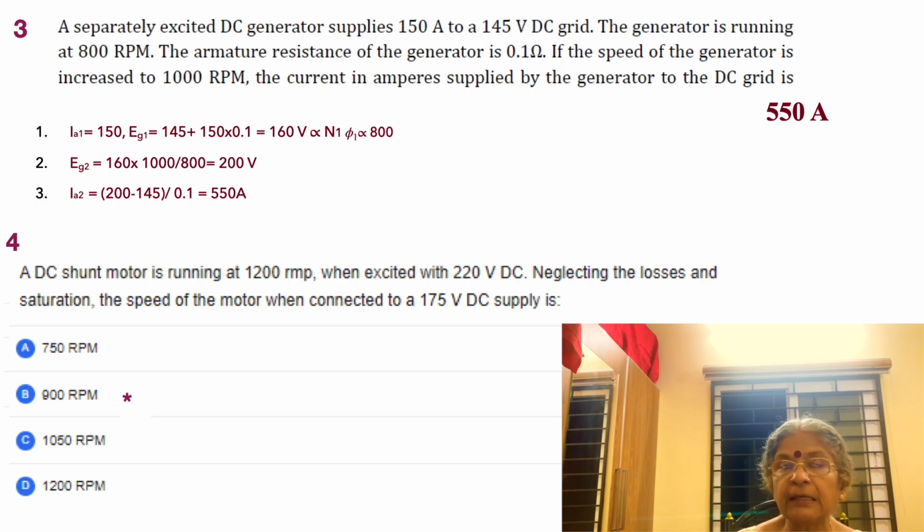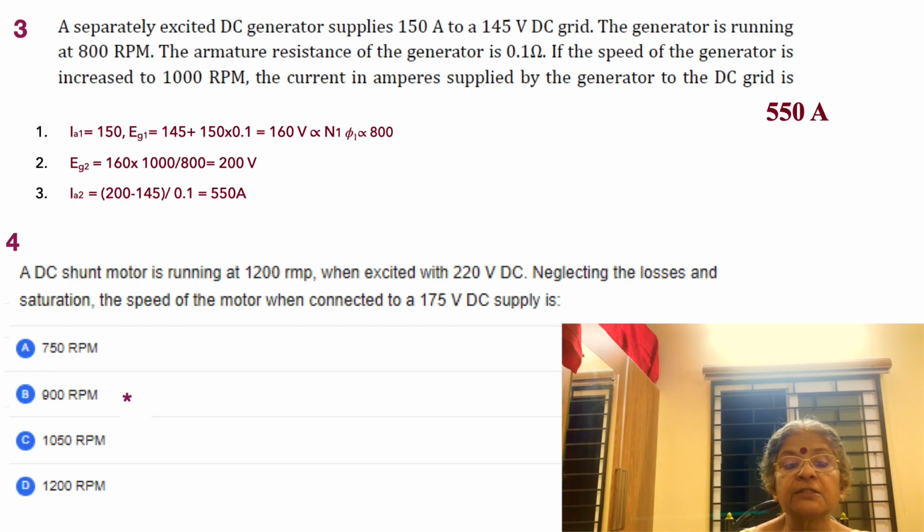Separately excited. Immediately remember that the shunt field is missing, it is separately excited, so phi is going to be constant. A 150 ampere separately excited DC generator supplies 150 amps to a 145 volt grid. So at the terminals you have 145 volts and it's supplying 150 amps there. In other words, the generator is supplying much more than 150 amps, it also has to supply perhaps something else. Let's see what it is. The generator is running at 800 rpm, so N1 is equal to 800 rpm.